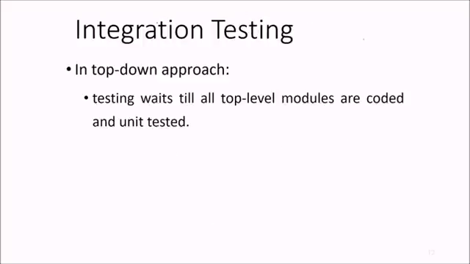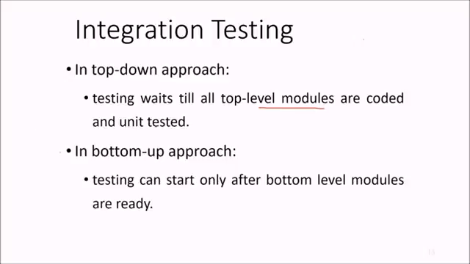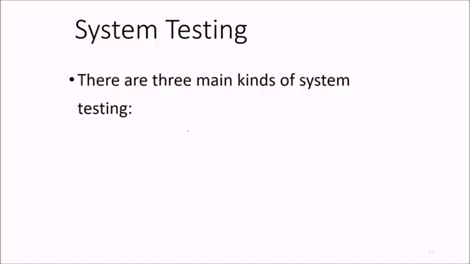In integration testing, for the top down approach, we have to wait till all the top level modules are coded and unit tested, because the top down approach emphasizes testing the top level modules first. So the modules should be ready. We'll wait for those which have not been coded yet. And in the bottom up approach, testing can start only after the bottom level or low level hierarchy modules are ready. So these two approaches require these things to be done.